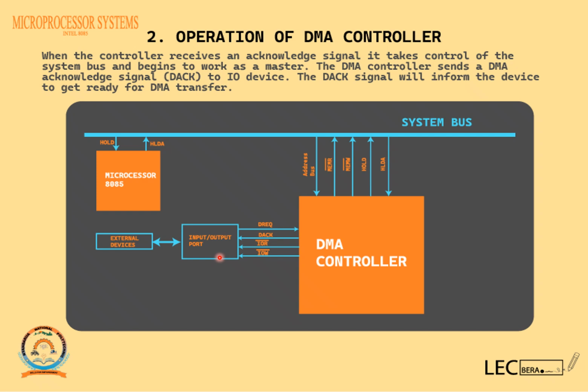So the first phase: this one requested through DREQ, this one accepted by sending the hold signal to the microprocessor. The microprocessor acknowledges by sending HLDA to the DMA controller. The DMA controller acknowledges by sending DACK to the input-output devices. So the DACK signal will inform the device to get ready for DMA transfer.